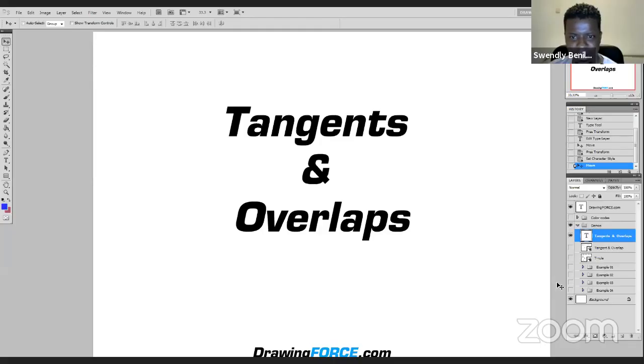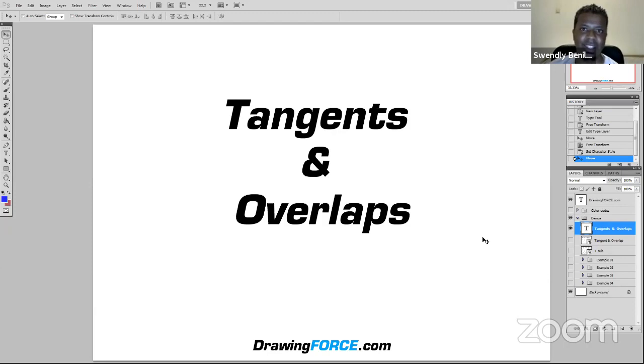So Diego touched a little bit on tangents and overlaps, so I'm going to just go a bit deeper into this concept and show you guys some examples of how to be aware of these two important concepts and what to avoid and what to apply in your drawings.